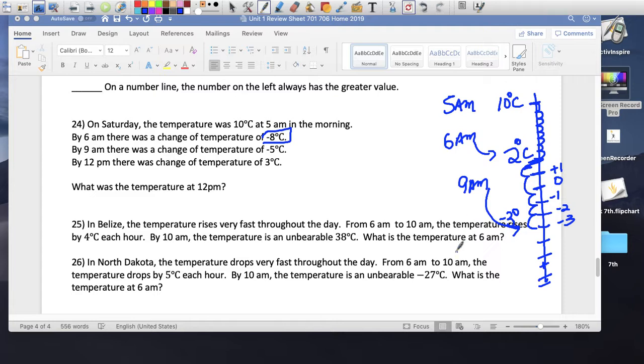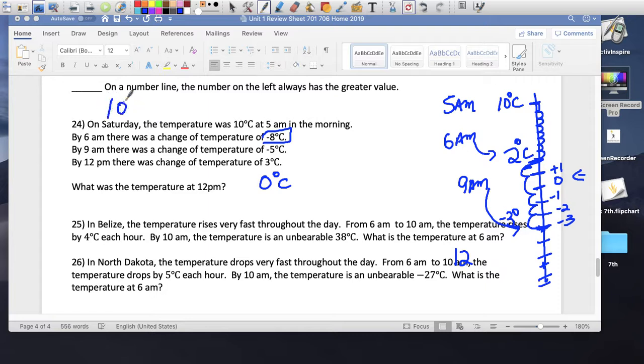And then at 12 p.m., the temperature went up. Oh, thank God, because it was getting cold. So at 9 a.m., you're at -3, and it says that the temperature went up by 3. So if you're at -3 and you go up 3, where will you be now? You will now be at 0 degrees. So what was the temperature at 12? 0 degrees. So it's nice if you add charts, or you could have also done it this way.